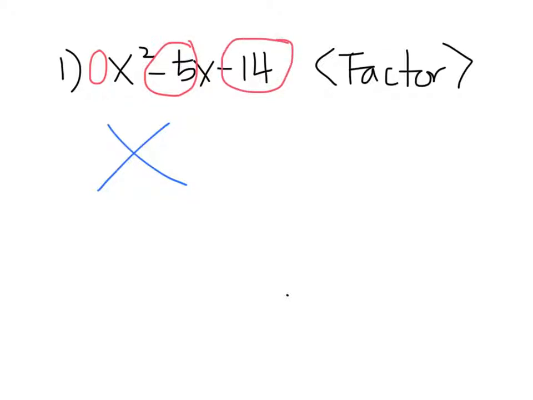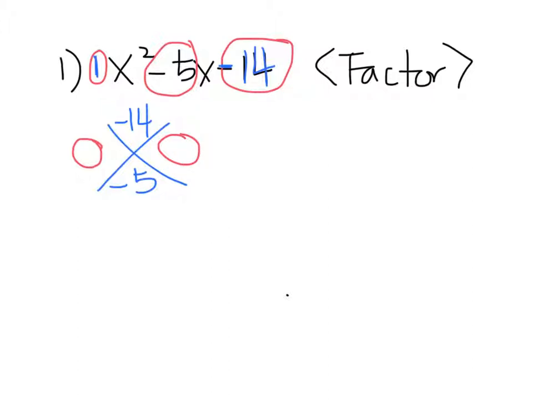Okay? So if AC goes on top, what number do you think should go on the top? It's 1 times negative 14. So it would be negative 14 that goes on the top. What number would be going at the bottom? Negative 5. So now we're looking for two numbers over here. One here and one there. Which two numbers can we multiply to get negative 14 and add to get negative 5?